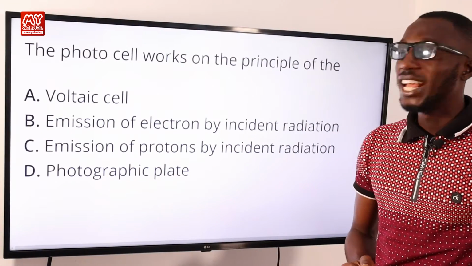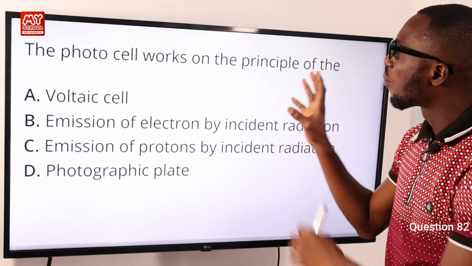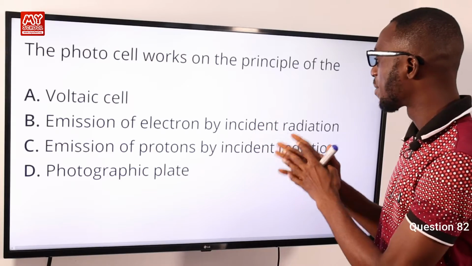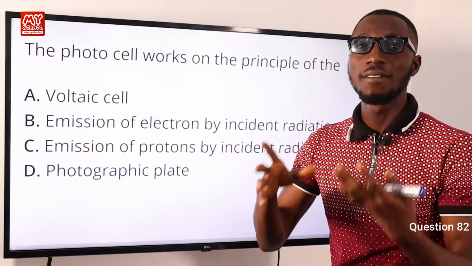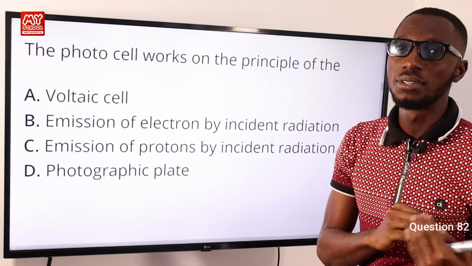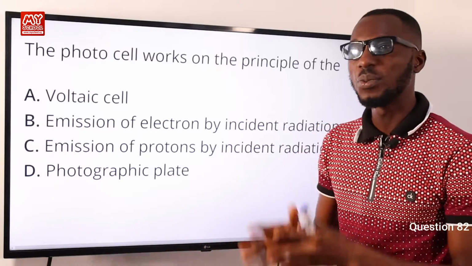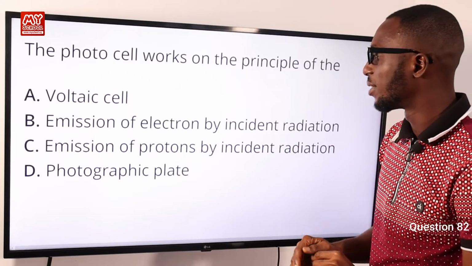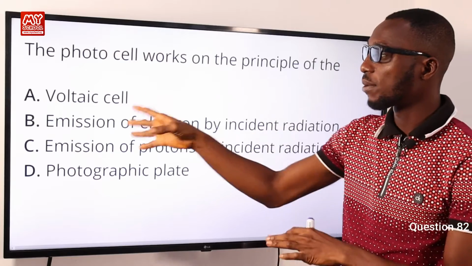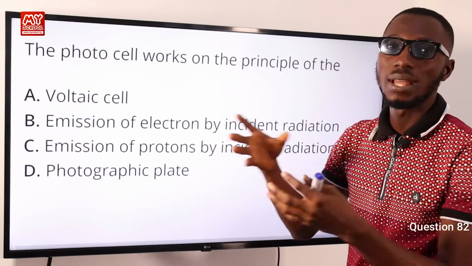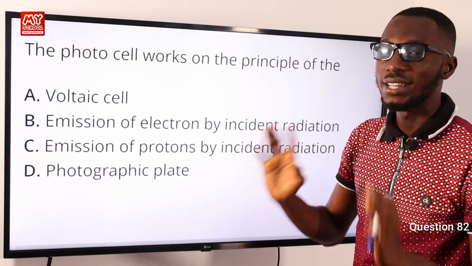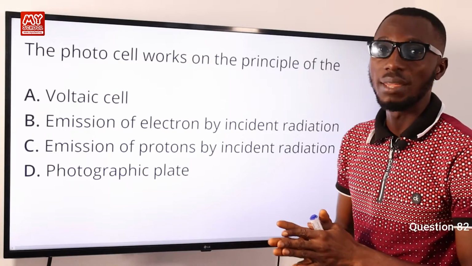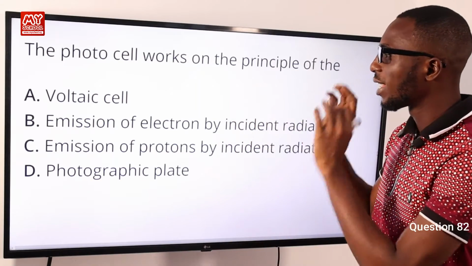Question 82. The photocell works on the principle of the what? That's on the principle of emission of electrons by incident radiation. It has a photosensitive cathode that emits electrons which are going to be collected by the anode. So the correct option is B. Photovoltaic cell, just about chemical action relating to electric current. Photographic plates, a plate that captures photographic image. So the correct option is option B.